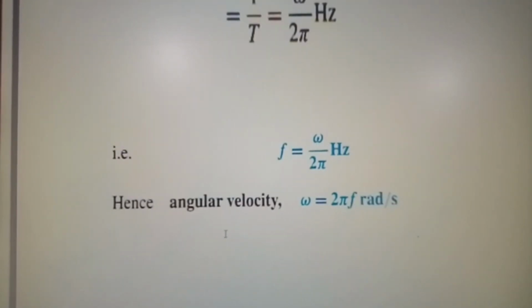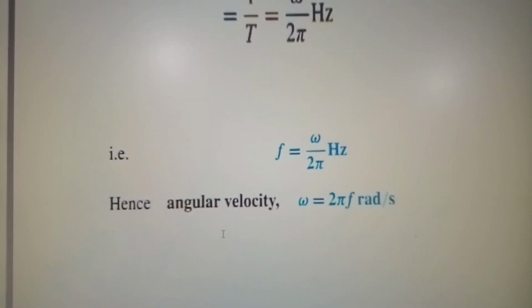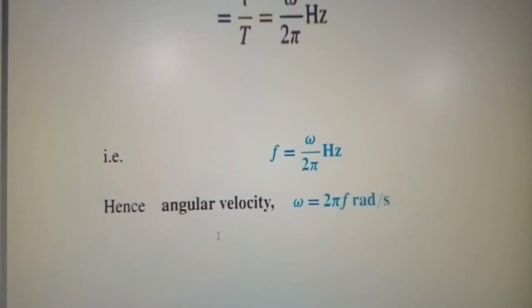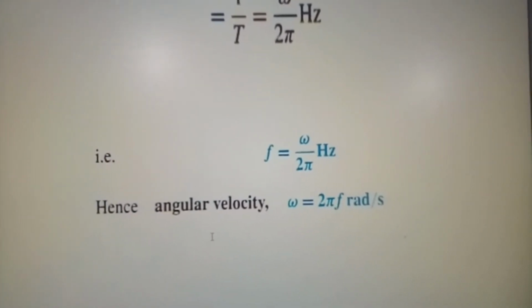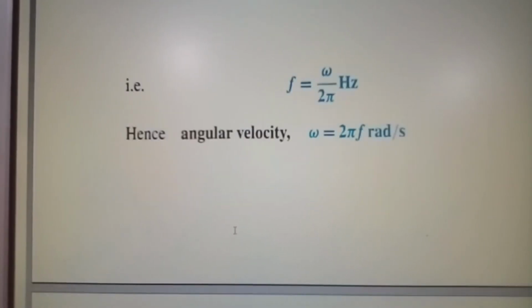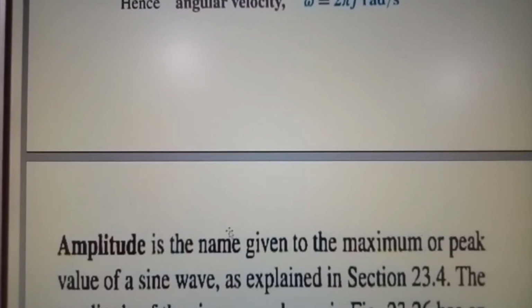i.e. f equals omega over 2 pi hertz. Hence, angular velocity omega equals 2 pi f rads per second. Now, the angular velocity is the rate at which you will be rotating. If it's a generator, then you will be cutting at a given angle at so many cycles per second, and we use 50 cycles per second in the UK.